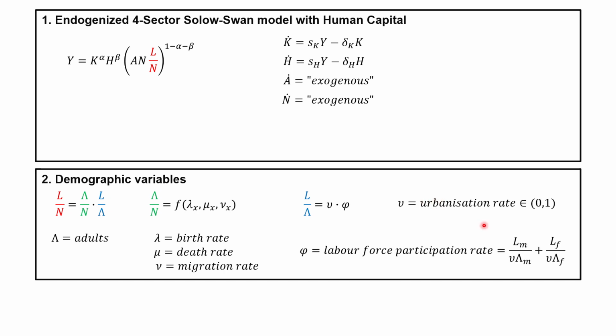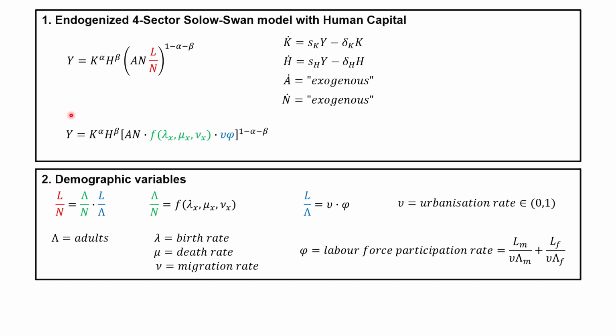And then we also have the labor force participation rate, right? Out of those urbanized adults, how many of them are male workers? How many of them are female workers? Effectively, you've got your male labor force participation rate together with your female participation rate, and that's the Greek letter phi. So upsilon phi gives us the ratio of workers per adult.